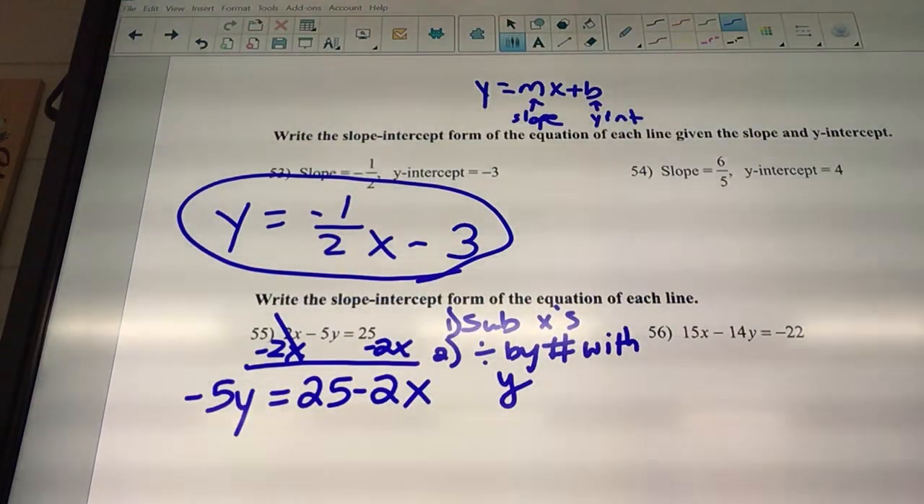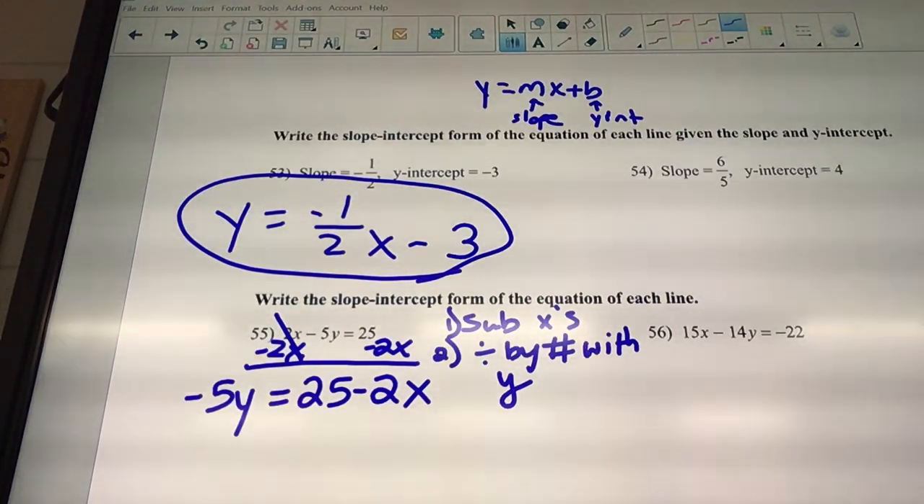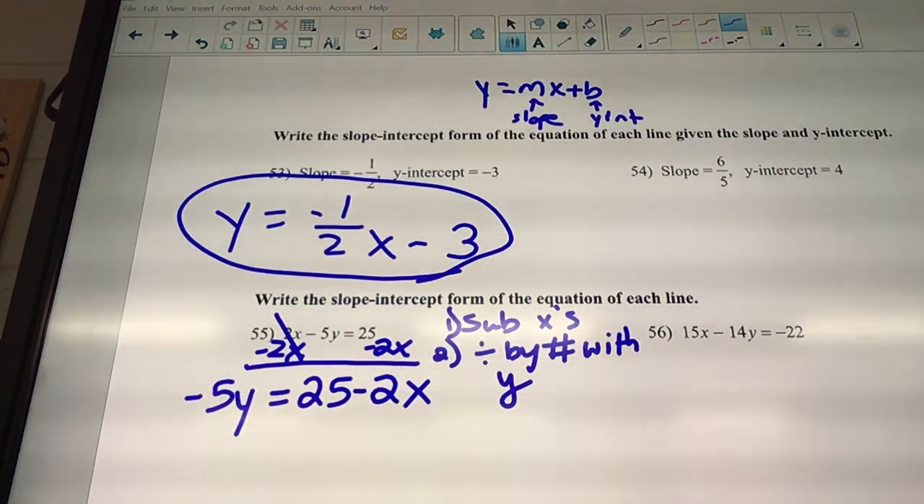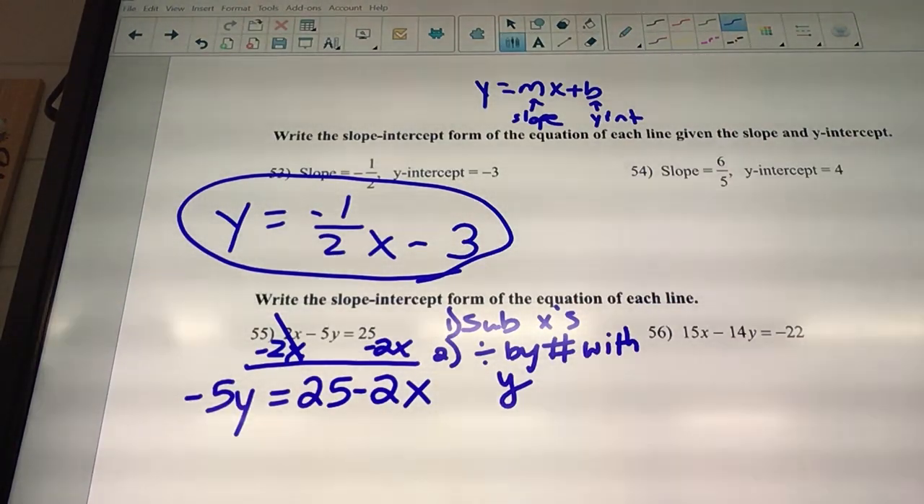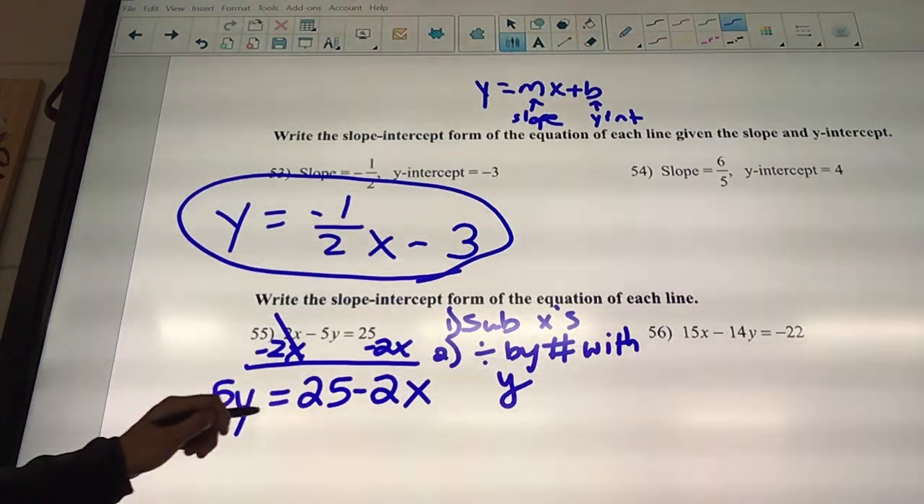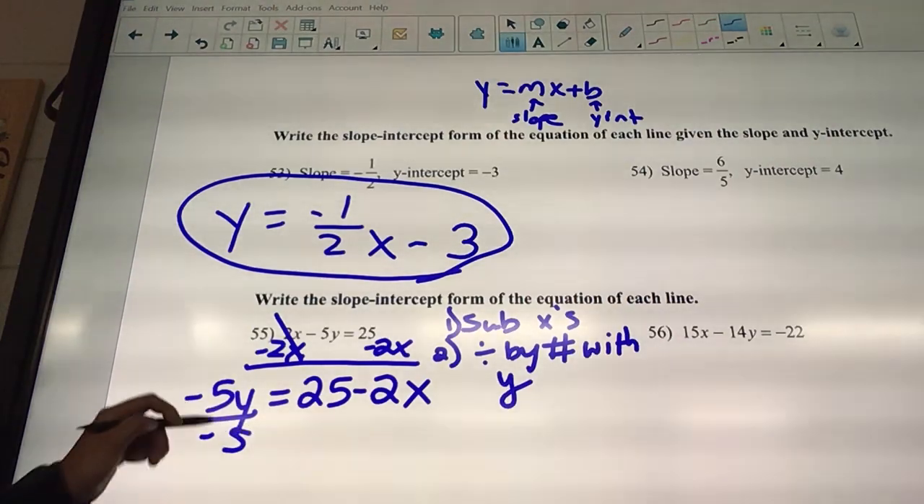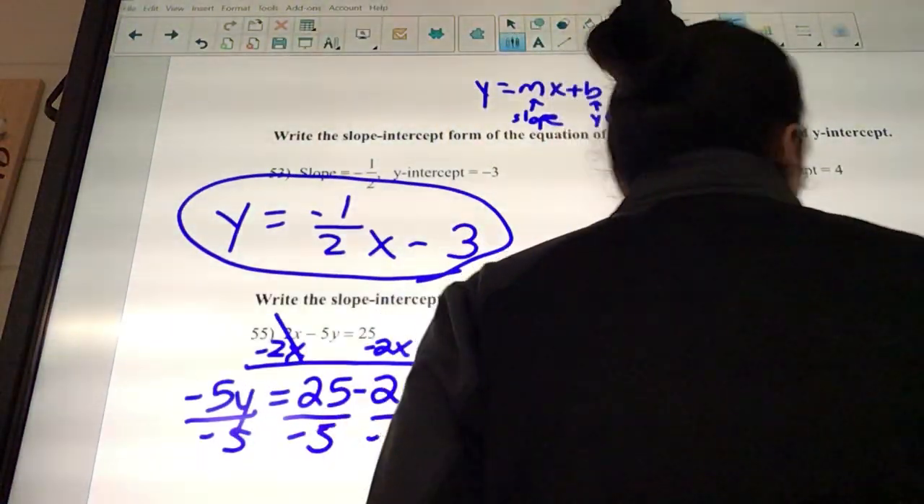Okay, I can't combine those, so they just get written on one line. And then it says to divide by the number that's next to the y. Well, what number is next to the y? 25. Try again. Negative 5. Oh. Okay, and you have to divide every piece by negative 5.